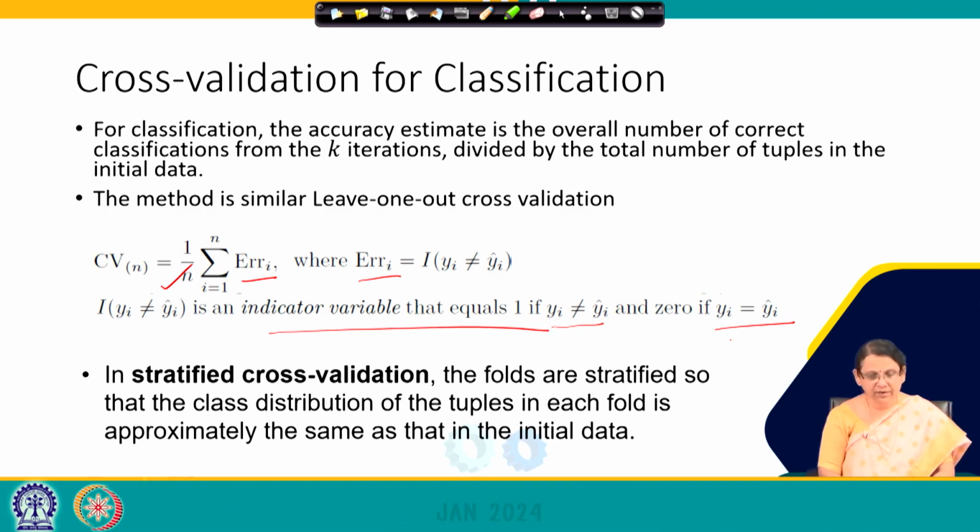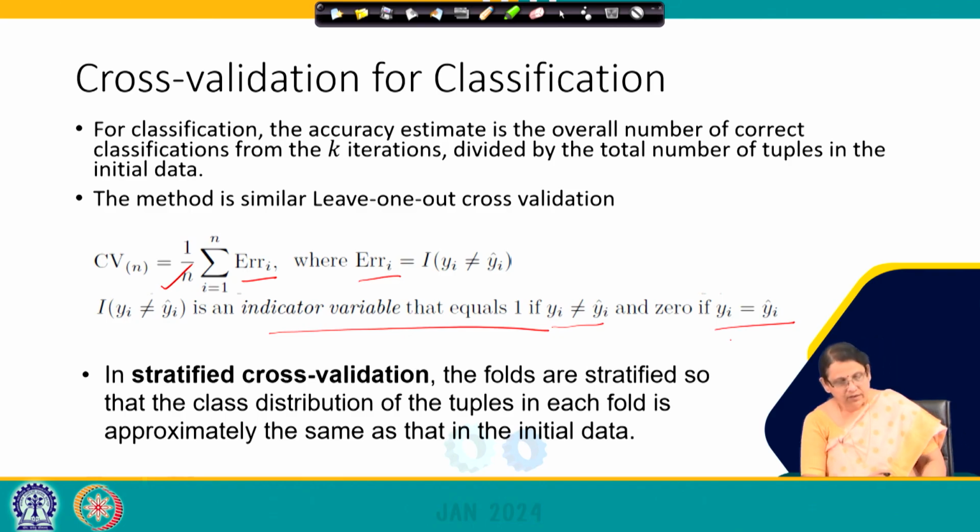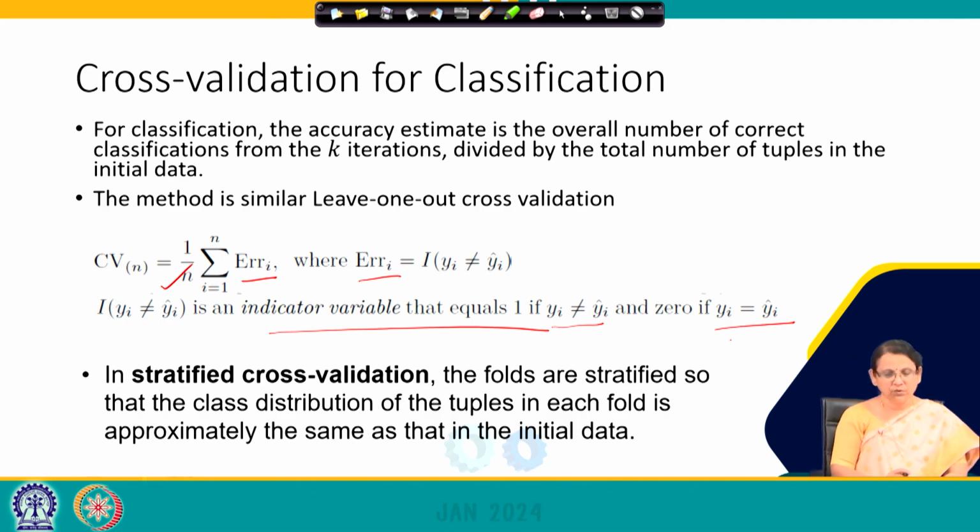Now if we have more number of classes, we do something called a stratified cross validation. In case of a stratified cross validation, we have to make sure that the class distribution of tuples in each fold is approximately the same as that of the initial data.